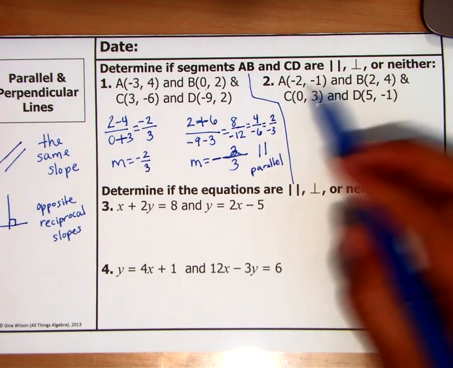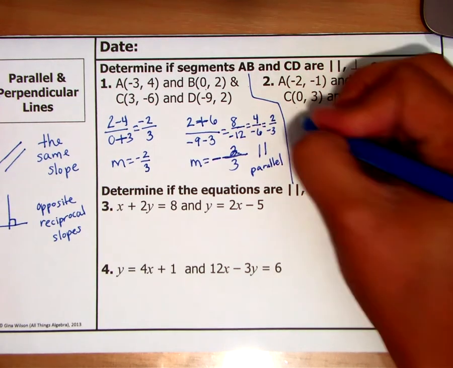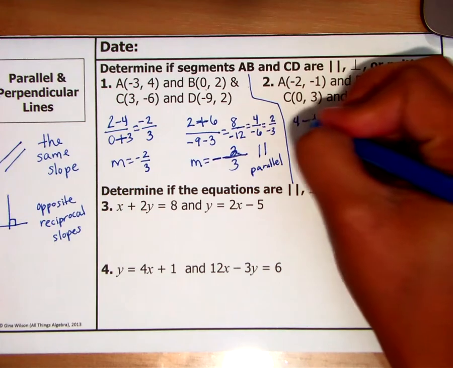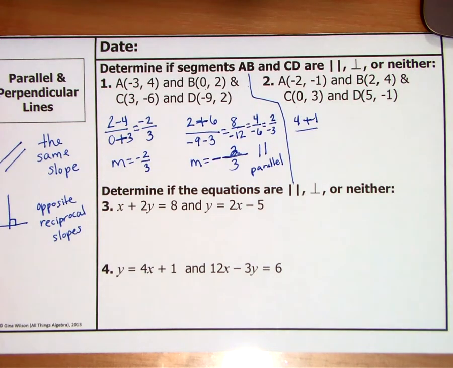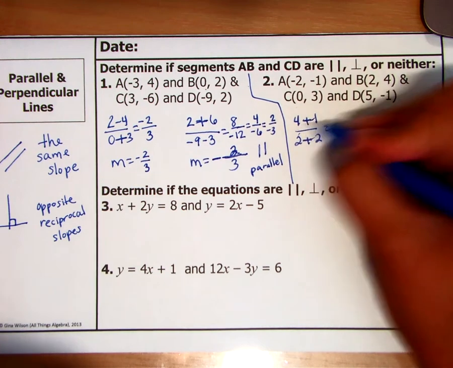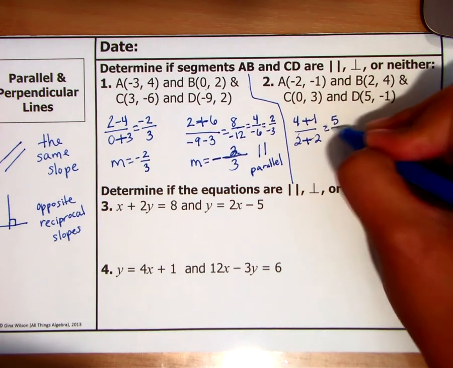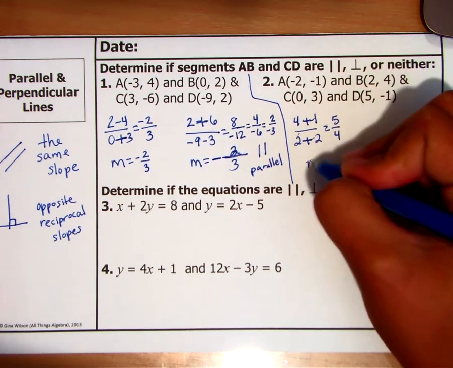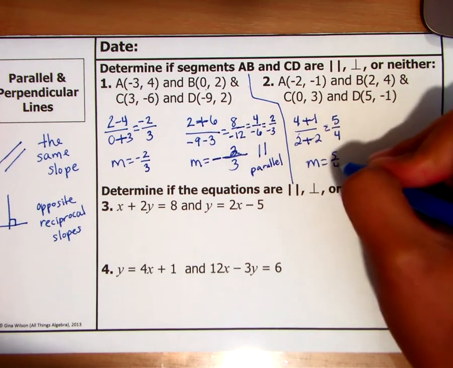Let's find the slope from A to B. So I'm going to use my formula 4 minus negative 1. So it's plus 1. And 2 minus negative 2. So it's plus 2. 4 plus 1 is 5. 2 plus 2 is 4. So the slope is 5 divided by 4.